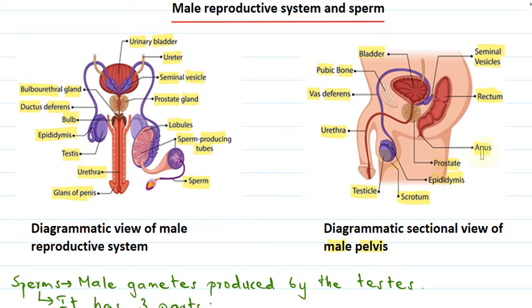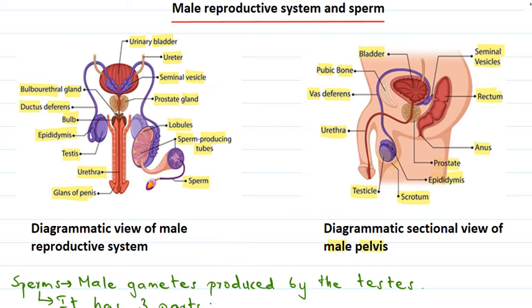The anus is the opening through which the undigested materials of food are released outside the body. The rectum is a part of the large intestine that stores the undigested food for a temporary period of time. Okay, then again there are seminal vesicles, which we have discussed.